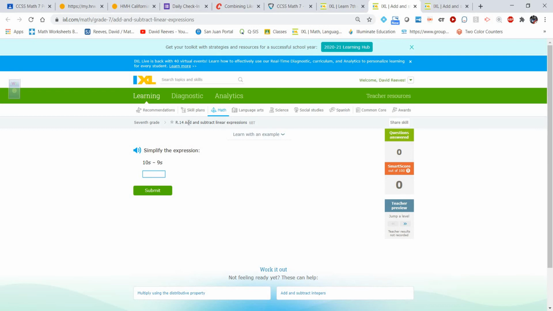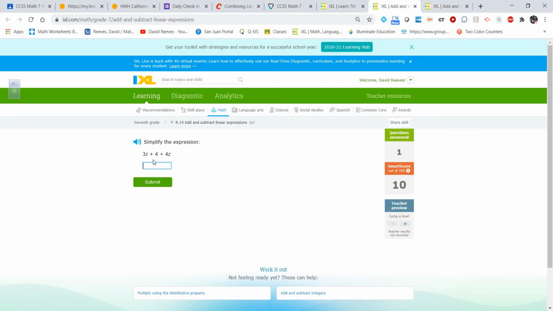If you have 10 of something and you take away 9 of them, what do you have? You have 1 of them. So we could put 1s. It's better just to put s because when the coefficient is 1, we don't usually write it. All right, so there we go.